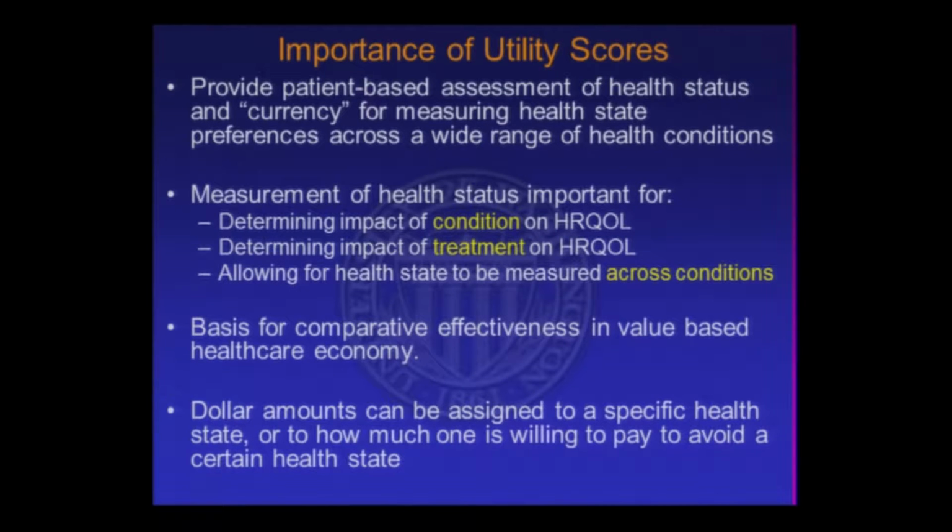The primary importance is that they help determine the impact of either a condition or a certain treatment, i.e., how that treatment or intervention changes the utility on a patient's health-related quality of life. And again, the ability to measure this across various cultures and across various conditions is extremely important. It allows us to compare the impact of diabetes versus arthritis or spine pathology.